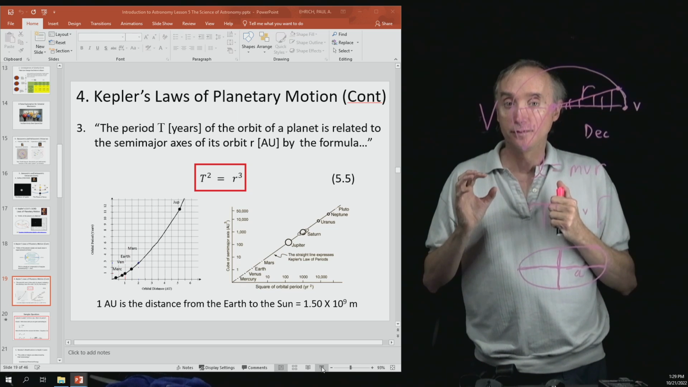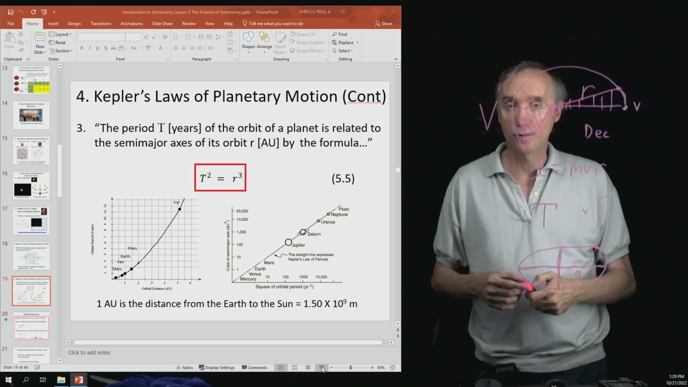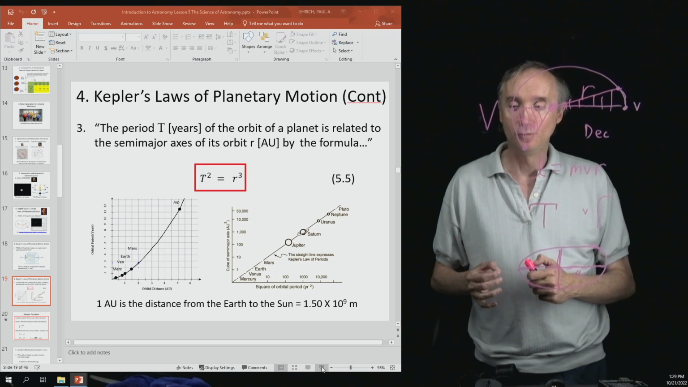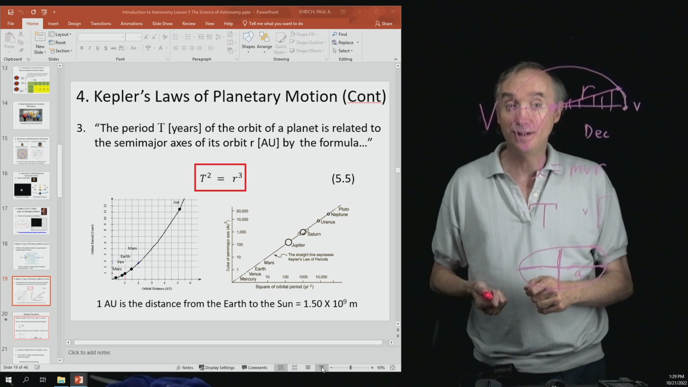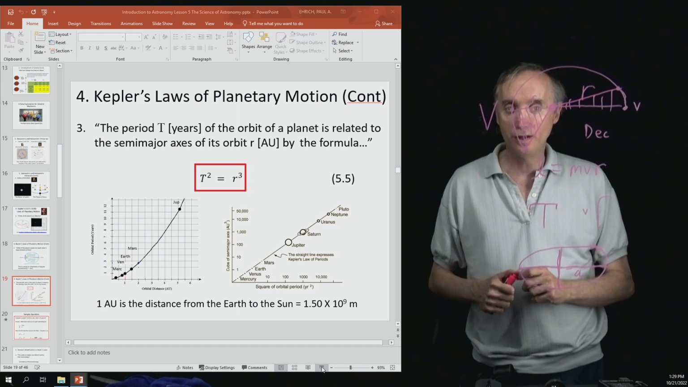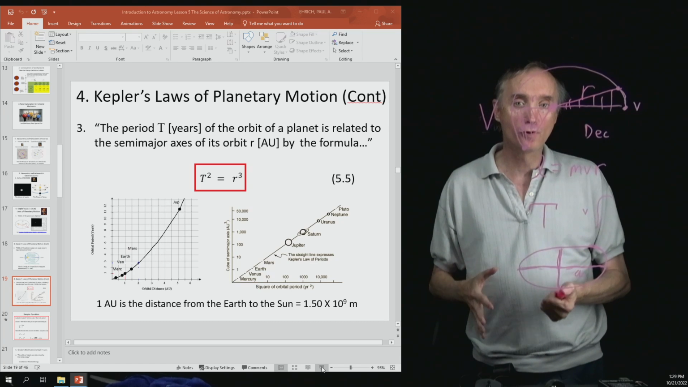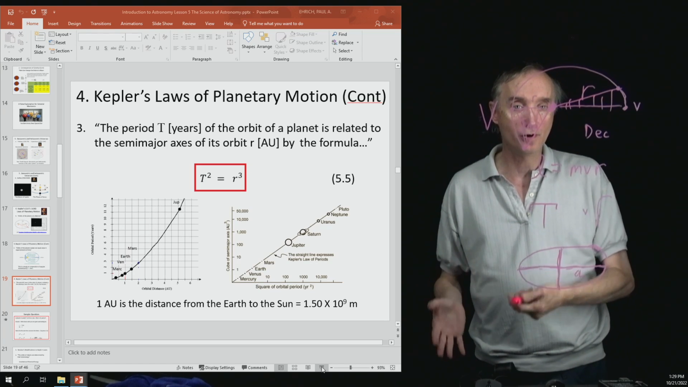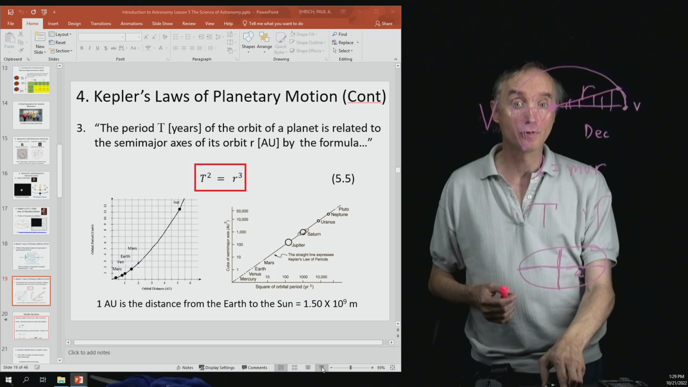So let's try it for the Earth. So how many years does it take the Earth to go around the sun? 1. Okay, so what's 1 squared? 1. All right, now how far is the sun to the Earth in astronomical units? 1. All right, so what's 1 cubed? 1. So 1 equals 1. Wow, was that exciting or what? So that shows that this formula works for the Earth. But let's see if it works for other planets in our solar system.